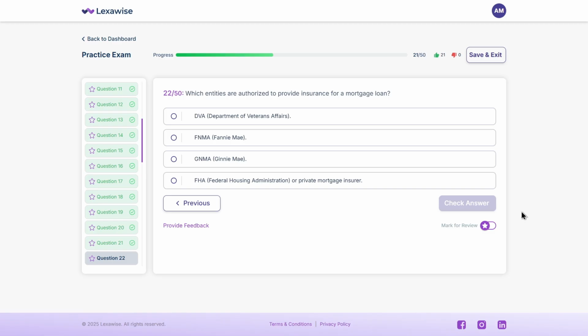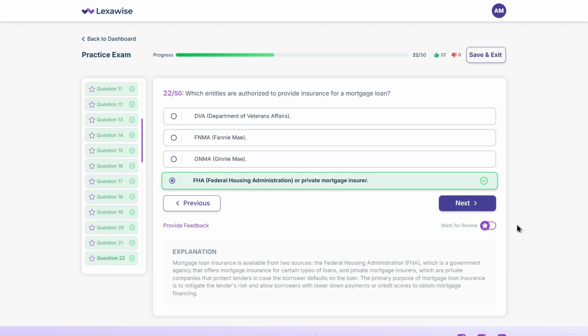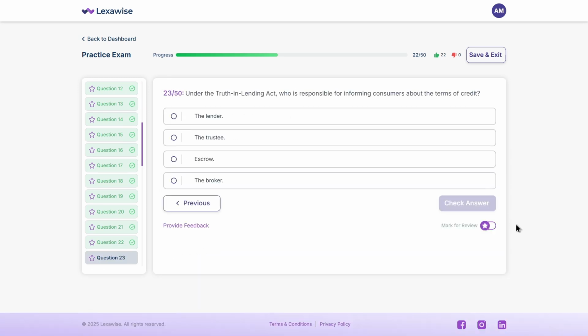The correct answer is D. FHA, Federal Housing Administration, or private mortgage insurer. Mortgage insurance can be issued by a government agency like FHA or by a private company, depending on the loan type and borrower qualifications. Now let's move on.